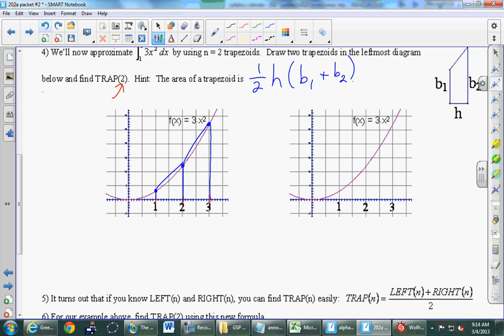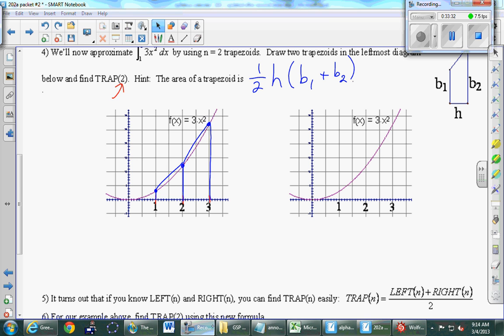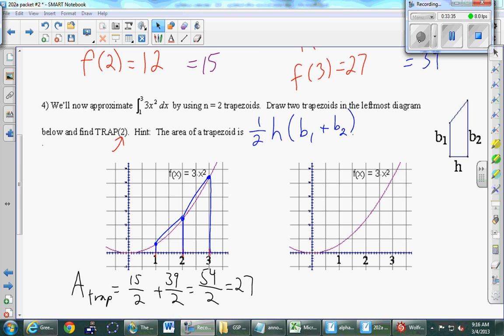And then we're going to use this formula in blue, find the area of each trapezoid, add them up. Go ahead and do that with your neighbors. Okay, so one group says the area with the trapezoids is 27. Anybody else get that? Yeah. Anybody get something other than 27? Any questions on the trapezoid?